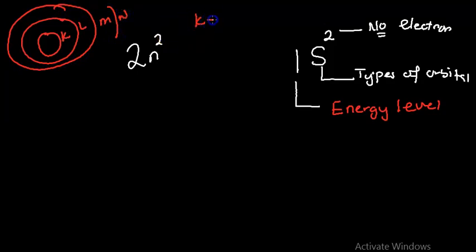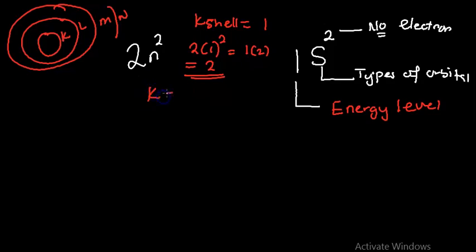Notice that the K shell is the first one, which is going to be n equals 1. Inserting this into the formula, we say 2 multiplied by 1 to the power of 2. 1 to the power of 2 is 1, multiplied by 2, which is 2. In this case, the maximum number of electrons present in the K shell is 2.